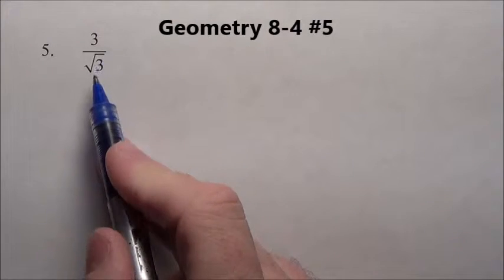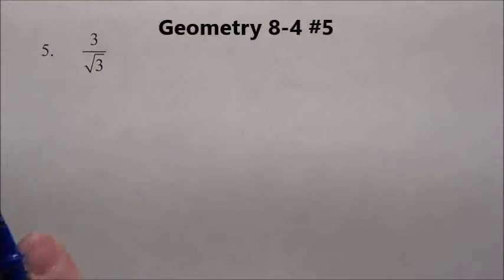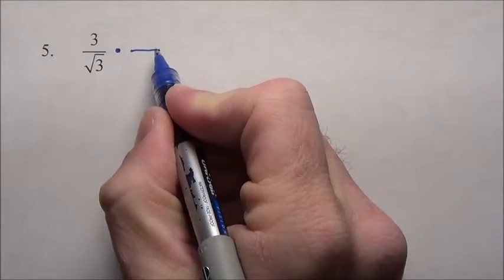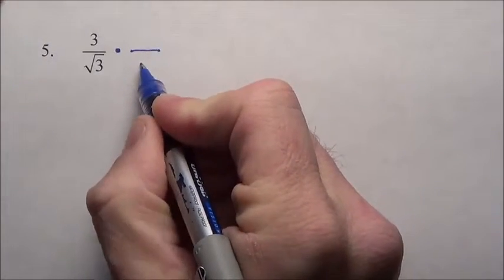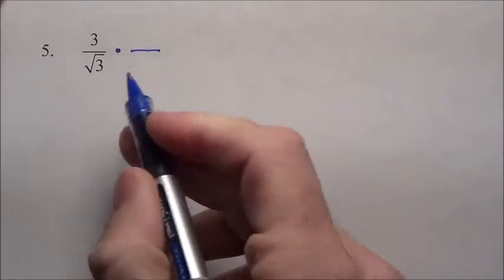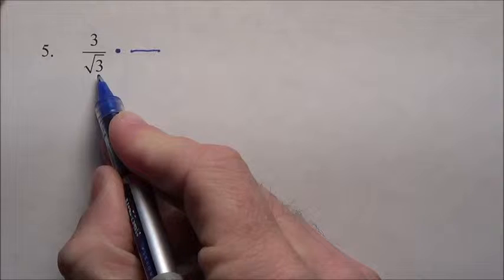Problem 5. We have a fraction with a radical in the denominator. That's not allowed. We have to get rid of that. So we have to multiply this by some fraction that's worth the top and bottom of the same number, so that it's worth just 1, so that it doesn't really change this value. But we got to do it so that we get rid of square root of 3.